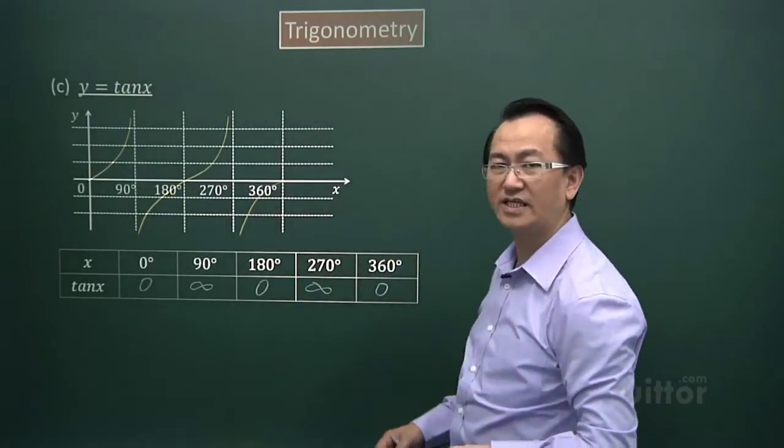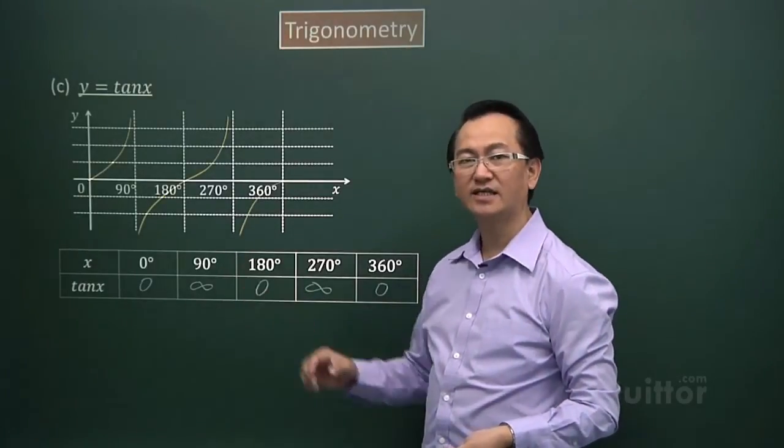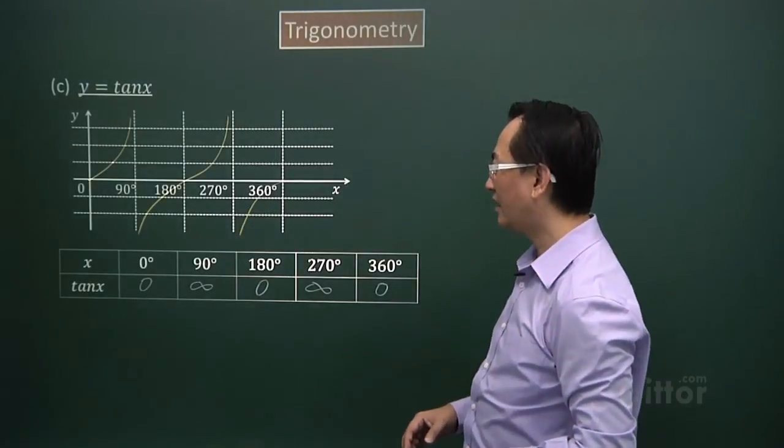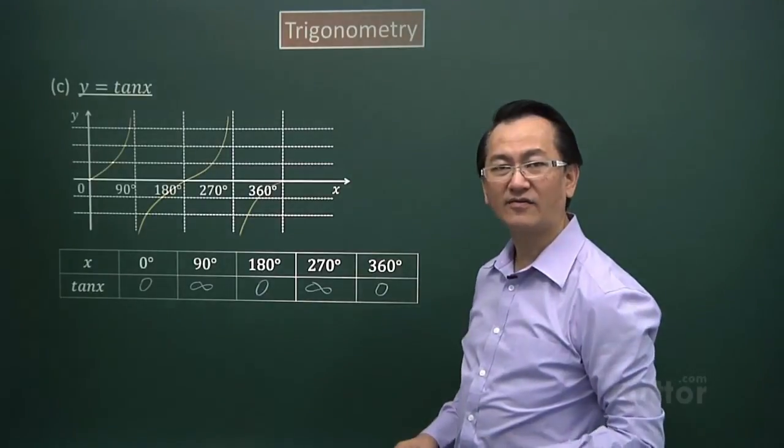But if you try to key in tangent 90 degrees in your calculator, it will give you mathematical error. What it means is that at this point, the graph is undefined.